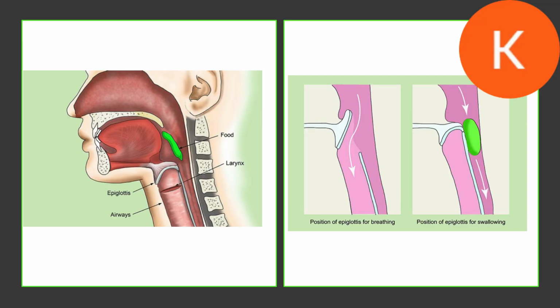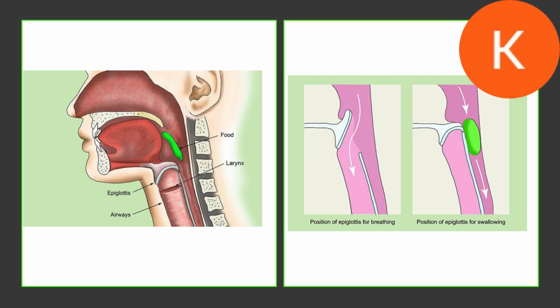Again, this is showing how the food is traveling down and the epiglottis is preventing it from going into the airway. We also see our larynx, our voice box.